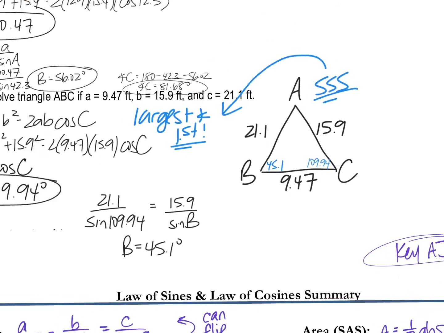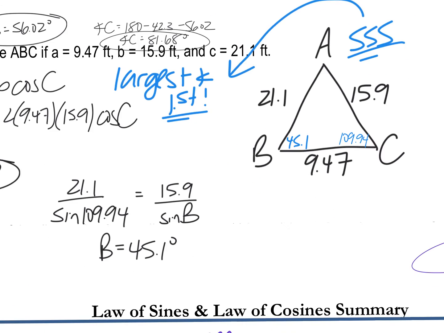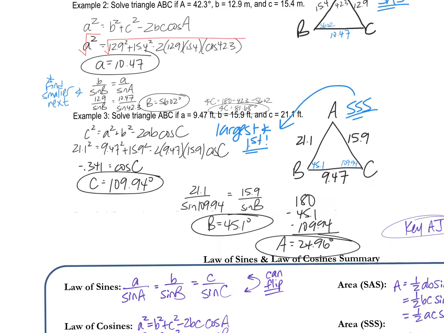And then the last thing I need to do, I have all three sides in the given. I now have two out of the three angles. You just need to subtract from 180 to find that one. So to find angle A, I'm going to do 180 minus 45.1 minus 109.94. And that gives me angle A is 24.96 degrees. So now I have all three angles, all three sides, I'm finished.